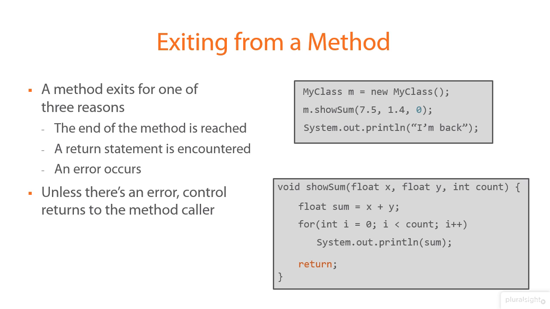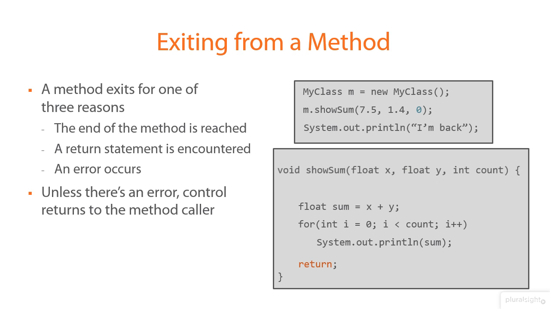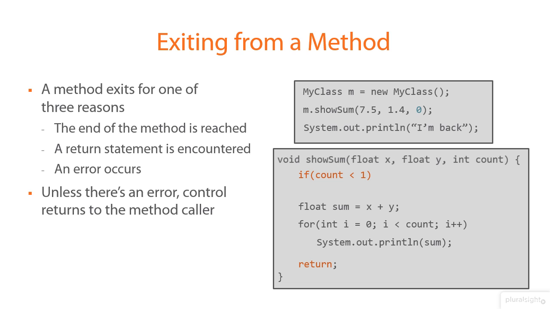So it's often useful to check your parameters at the very beginning of a method, and if certain criteria aren't met, you just go ahead and exit. So if we go ahead and make a little more room in our method here, what we might do at the very beginning is say, well, if count is less than 1, we know we're not going to do anything, so we're just going to go ahead and return.